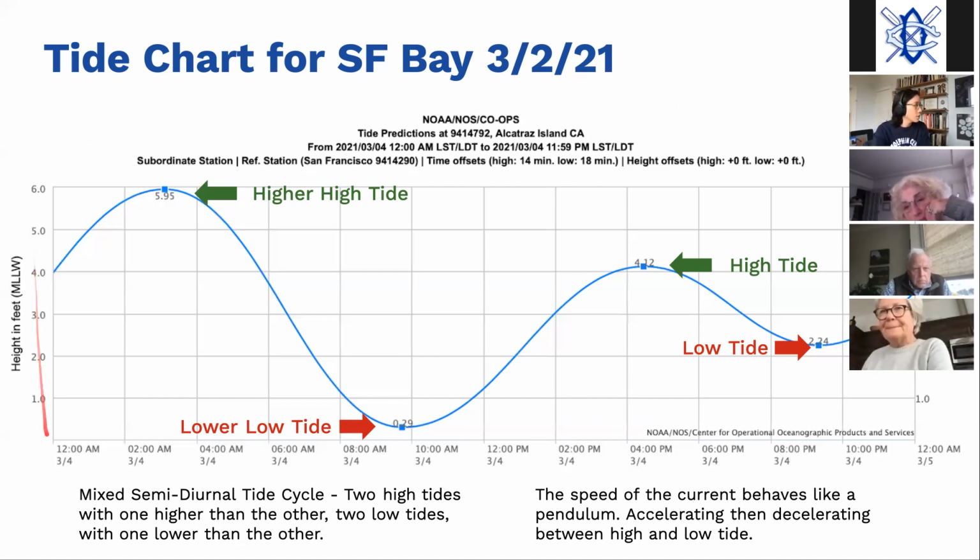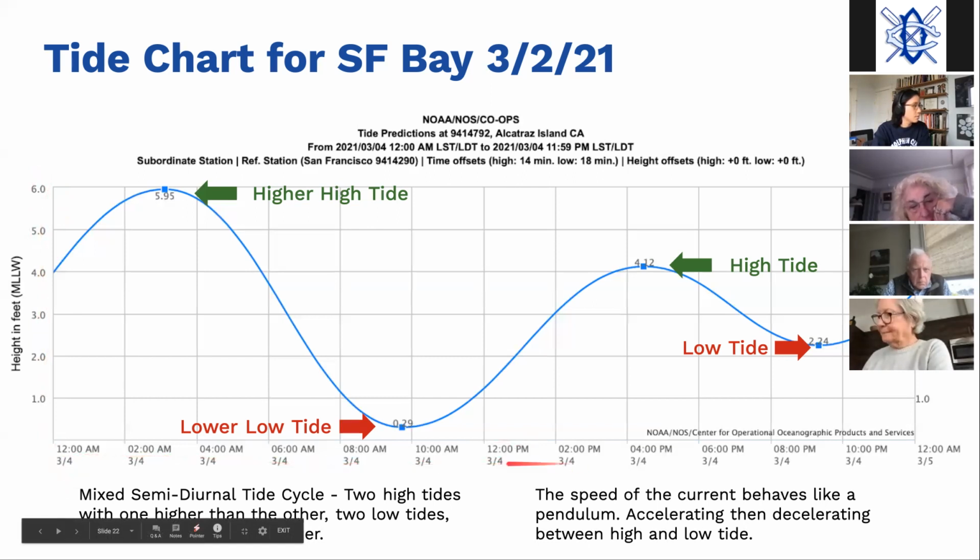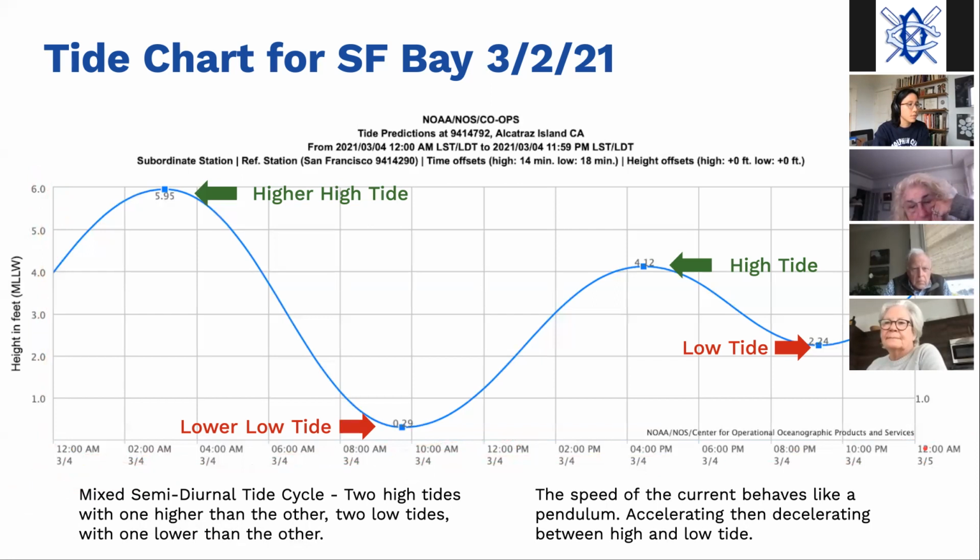So on the left over here, you can see this is the height of the water. And then down here are the increments over the course of a day. So I've plotted it in a 24-hour period.